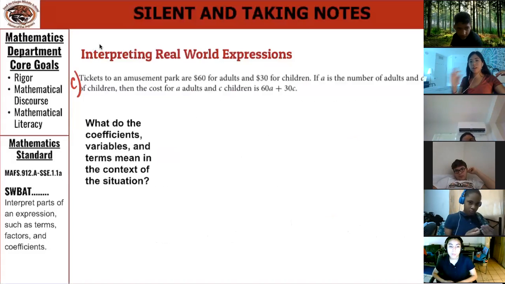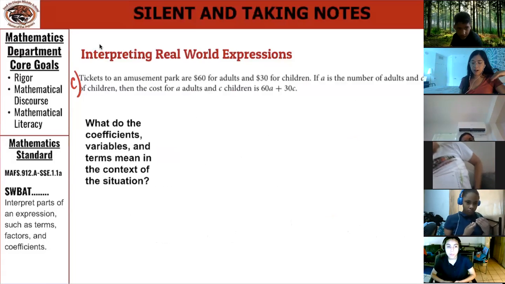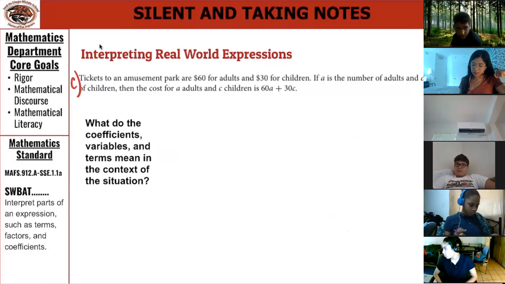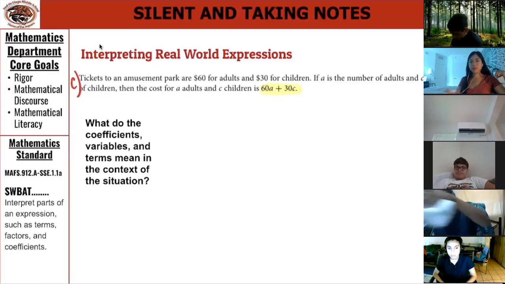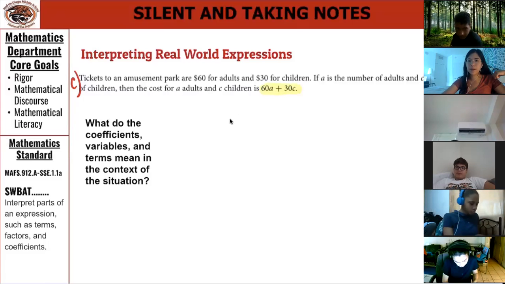Okay, so you do not have to write the words. I'll highlight the parts you need to write. So I'll read it first. Tickets to an amusement park are $60 for adults and $30 for children. If A is the number of adults and C is the number of children, then the cost for A adults and C children is 60A plus 30C. That's all you need to write down right now. 60A plus 30C.